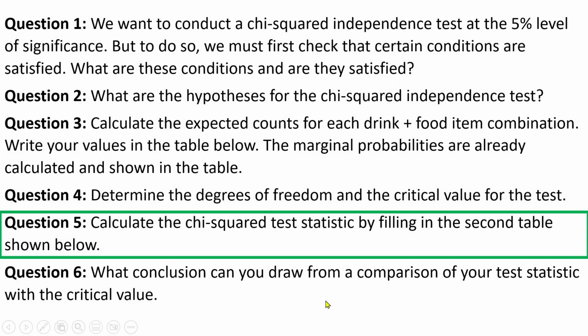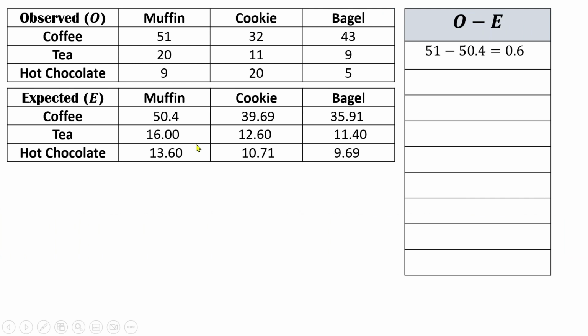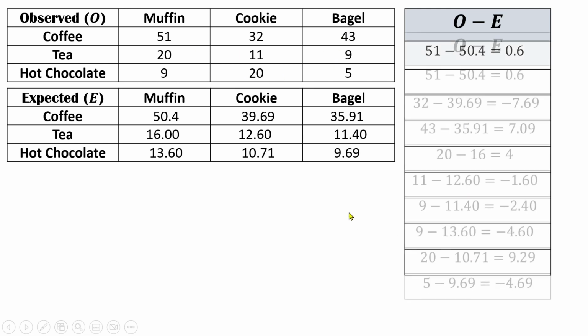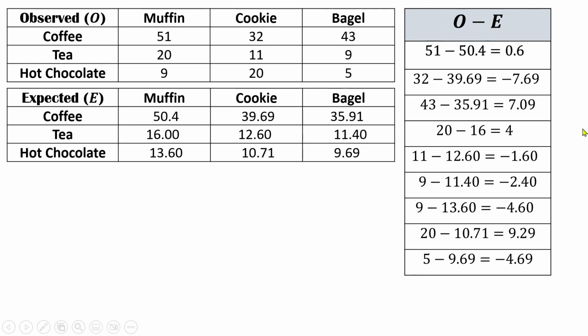Next, calculate the chi-squared statistic by filling out the table. So let's have a look. Here we have our observations and our expectations. In this case, what I'm going to do first is calculate these deviances, the difference between what is observed and what is expected. For example, in the first case, 51 was observed, and 50.4 is what we would expect to see on average if the null is true. And so the deviance is just 0.6. We can go through each of these 9 cells to get our 9 deviances, and you will get something like this. We can look through these deviances and see that some of them are quite small and some of them are relatively large.